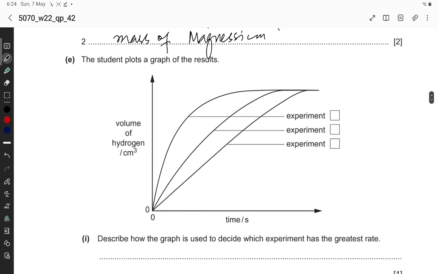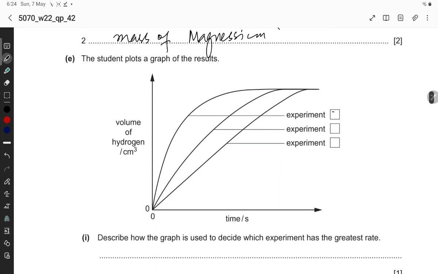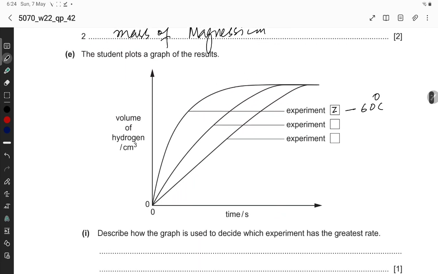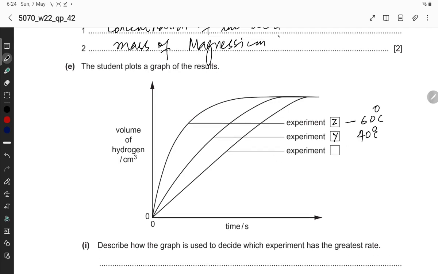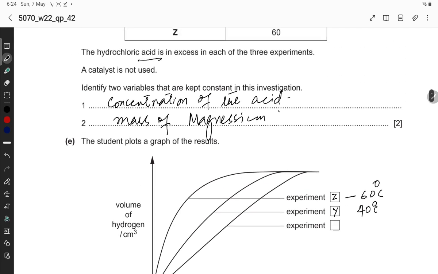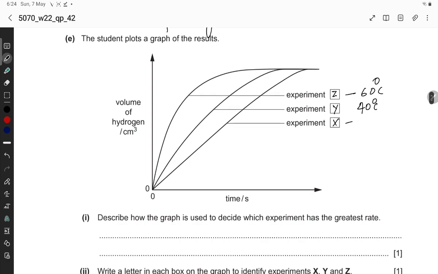This is Z at 60 degrees centigrade. This is Y at 40 degrees centigrade, and this is X at 20 degrees centigrade.